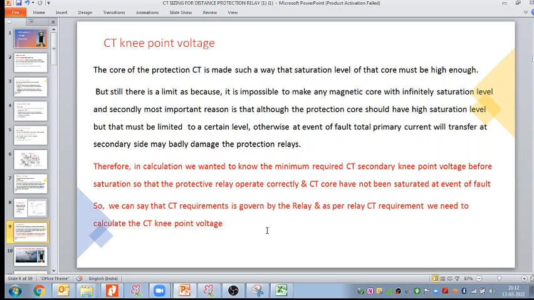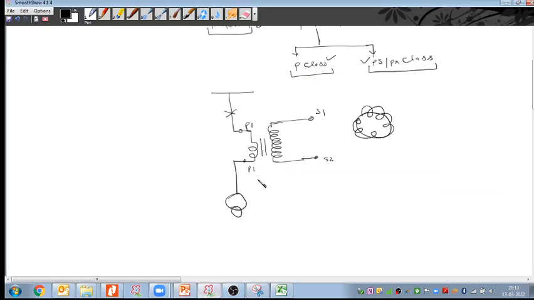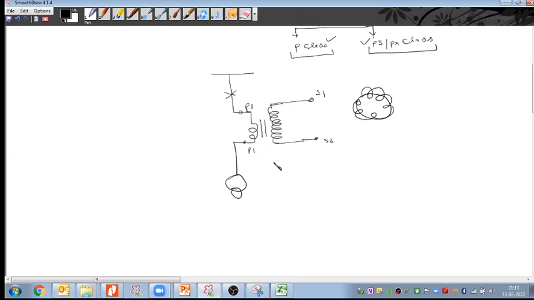So we can say that the CT requirement is governed by the relays, and as per the relay's CT requirement, we need to calculate the CT knee point voltage. Am I clear with this statement? What I wanted to explain here is that CT works on the principle of N1 I1 equals N2 I2. The number of turns is already decided during manufacturing, so I1 is directly proportional to I2. So when I1 increases, then I2 will increase.